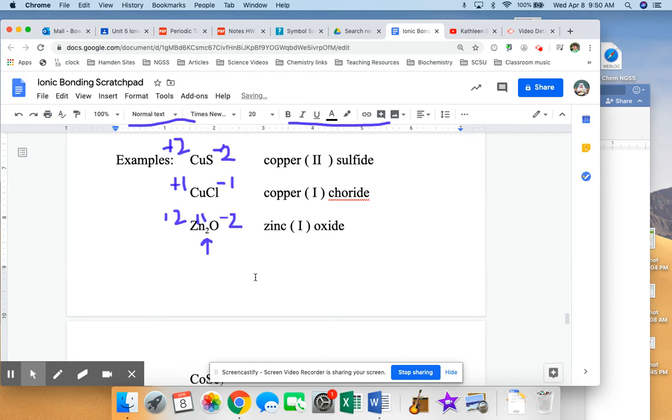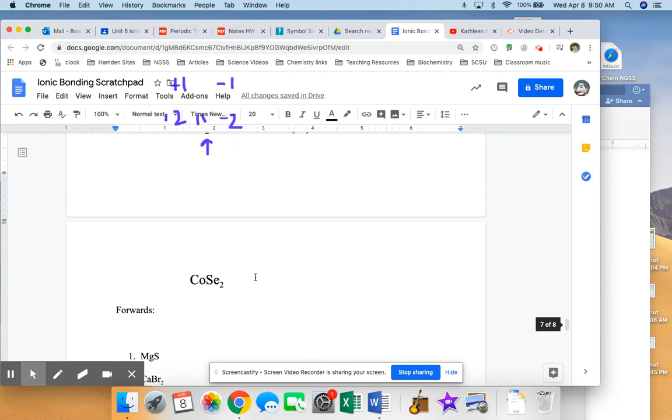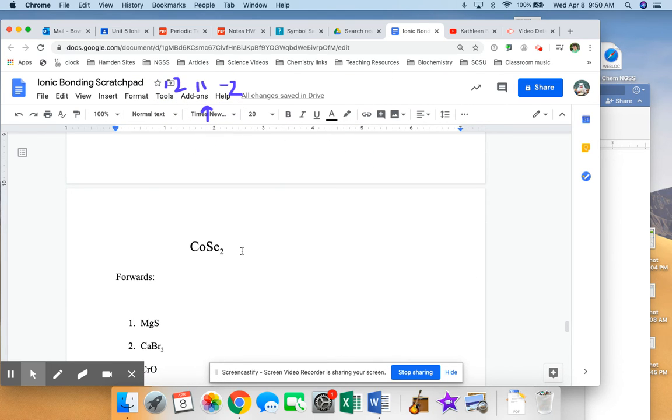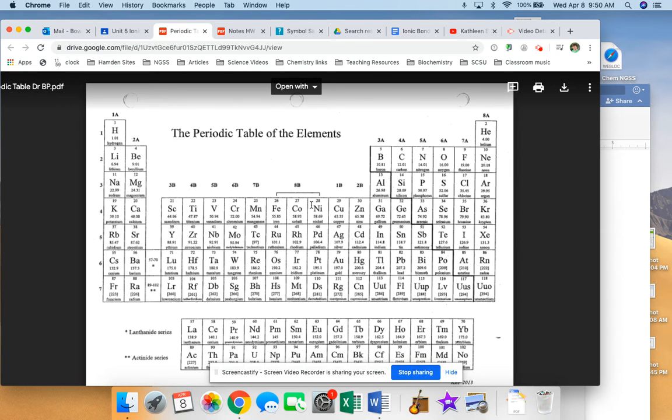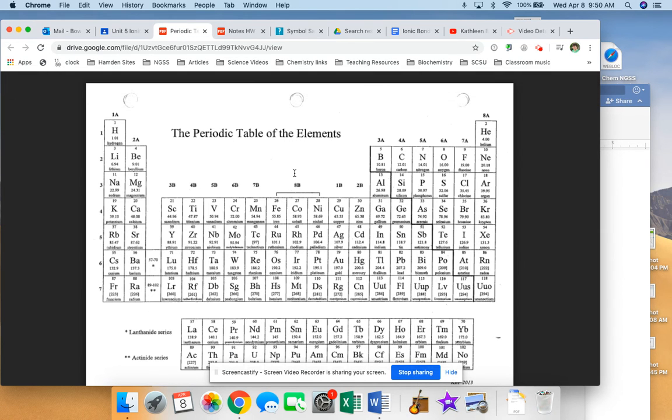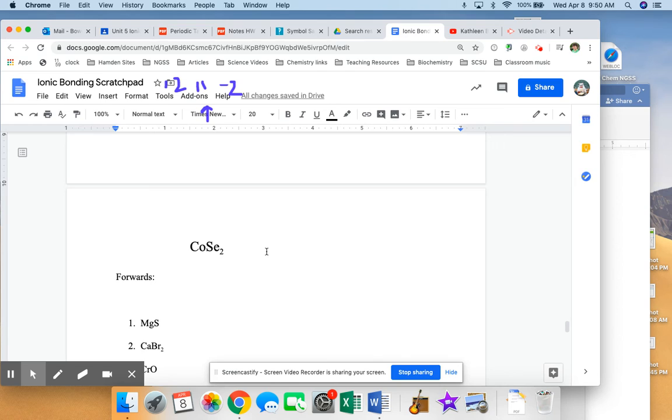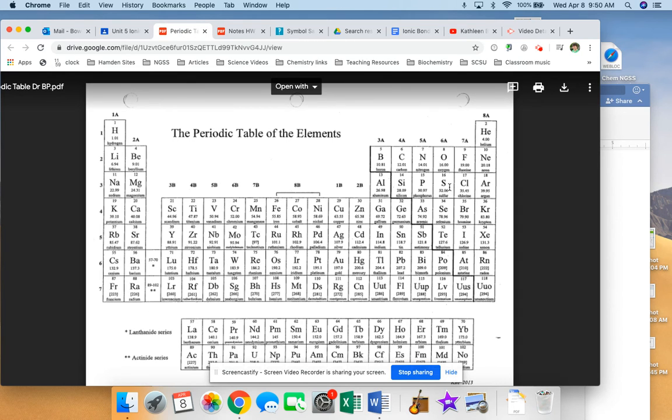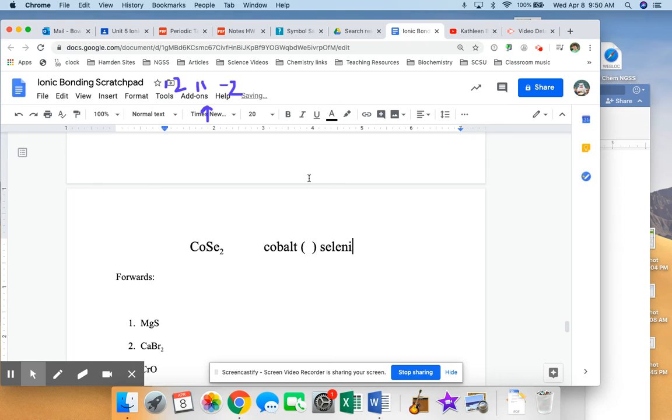Our last one here is CoSe2. Co is cobalt. It's in the D block, so it's going to need a Roman numeral. So I need cobalt something, and then Se. Se is selenium. Oh, I got to change the ending. Selenide. IUM becomes IDE. All right.